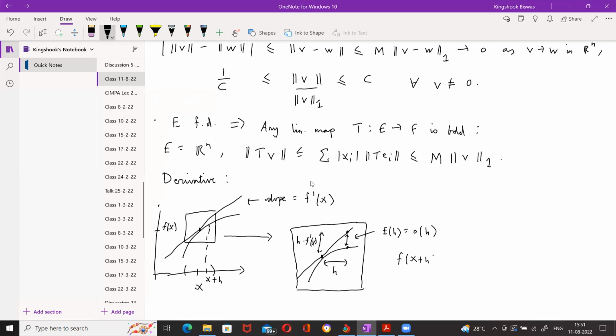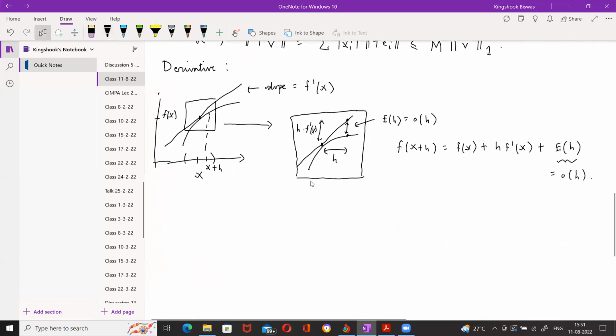f of x plus h is f of x plus a linear function of h, namely f prime x times h, plus an error term which is little o of h. Okay. So the idea to define the derivative in general will be to say that we have a best linear approximation to the function near a point.